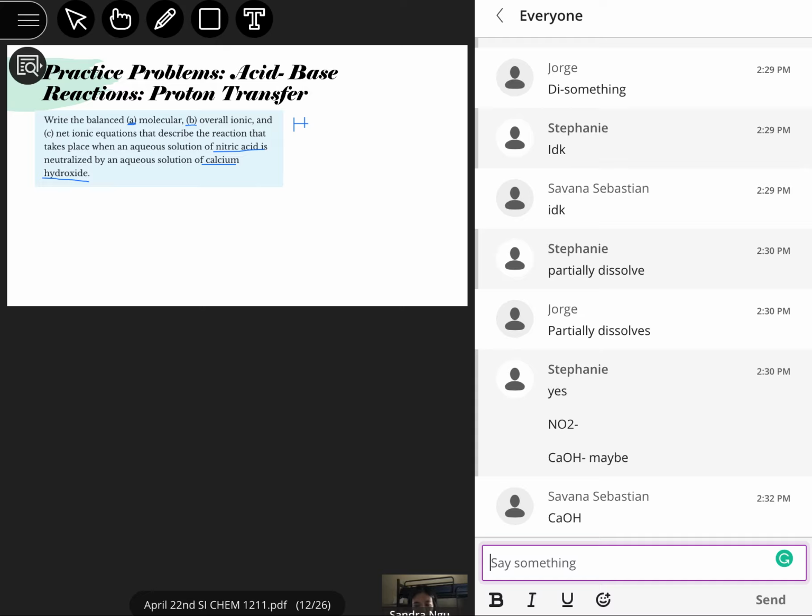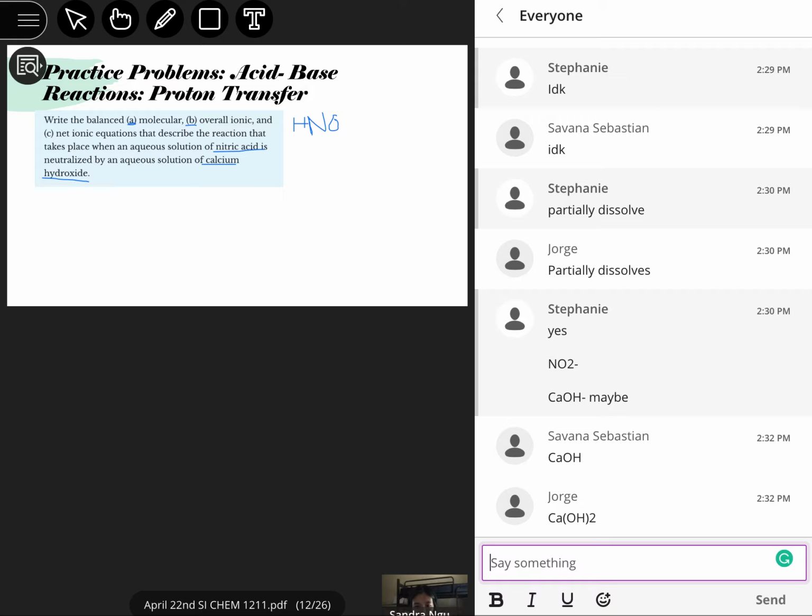So for this, it's just HNO3. As long as you got the main elements, I'm not too angry or sad about that. So Ca, and then you have OH, and then Jorge's right, the subscript is 2. And then it goes to the reaction. Does anyone know what that goes to? What does it transfer into? What's the other product side? What do you get when you put HNO3 and CaOH2?